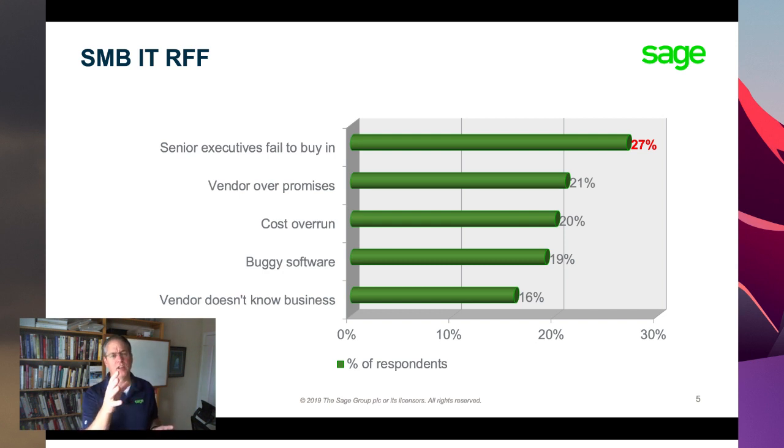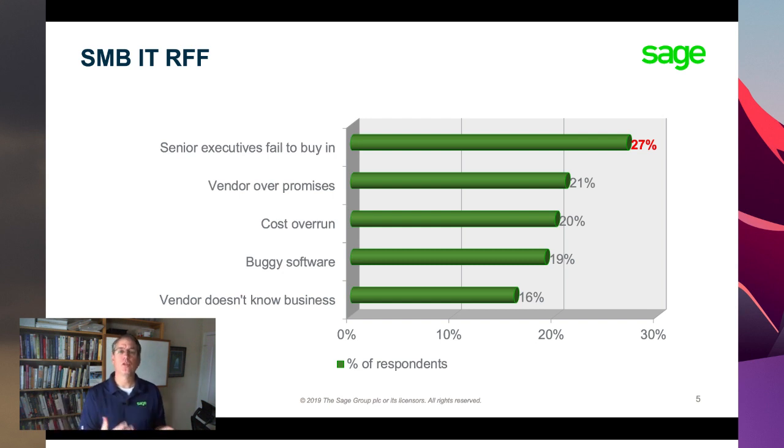And this is a long-standing survey that was conducted by the Standish Group for years and years and years. And this is the latest data set on this, that cite that the number one reason for small and medium-sized business, IT-related projects failing is that the senior executives have failed to buy in to the project. And you can see it's 27%.